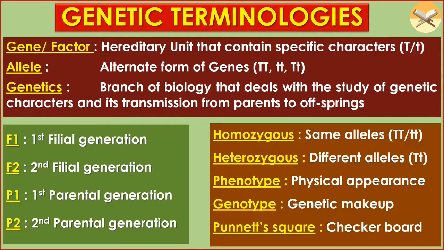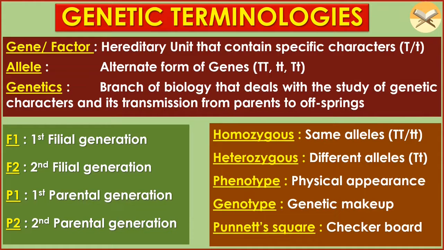In order to learn about Mendel's laws of inheritance, you have to know about some of the terminologies that are used further. First one is gene. Gene is also called the factor. It is the unit of heredity that contains specific characters. All the characters that are present in our body are represented by specific genes. For example, eye color, hair color, or any disorder like diabetes, hereditary diseases, all these are represented by specific genes.